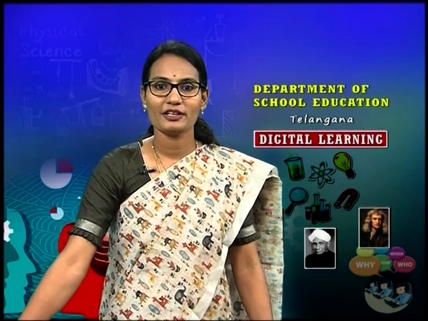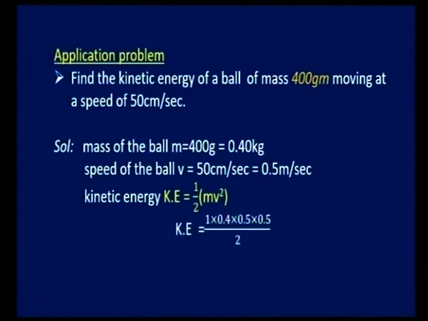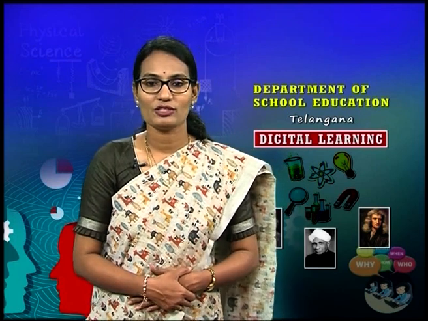Find the kinetic energy of a ball of mass 400 grams moving at a speed of 50 centimeter per second. The mass of the ball is given as 400 grams, which has to be converted into kg, that is 0.4 kg, and the speed of the ball v is 50 centimeter per second, which has to be converted into meter per second, that is 0.5 meter per second. Kinetic energy KE equals half mv square. Substitute these values, children, and you will get 1 into 0.4 into 0.5 into 0.5 by 2. Here it is v square, that's why I multiply twice. So the kinetic energy, when you multiply these values, is 0.05 joules.